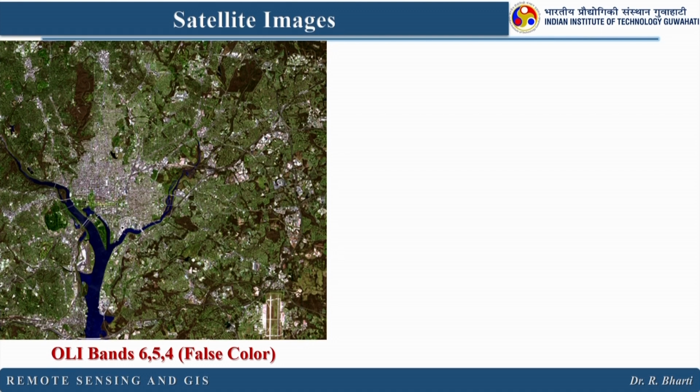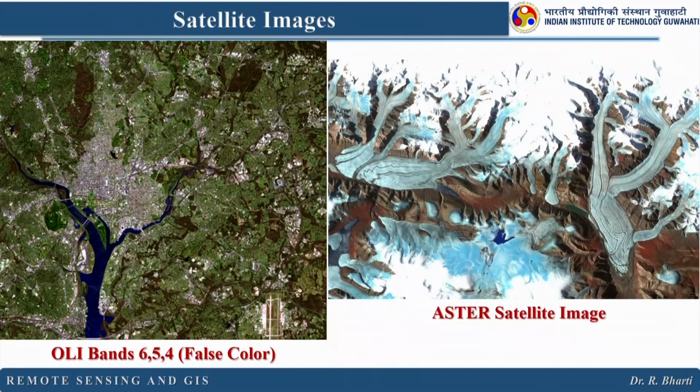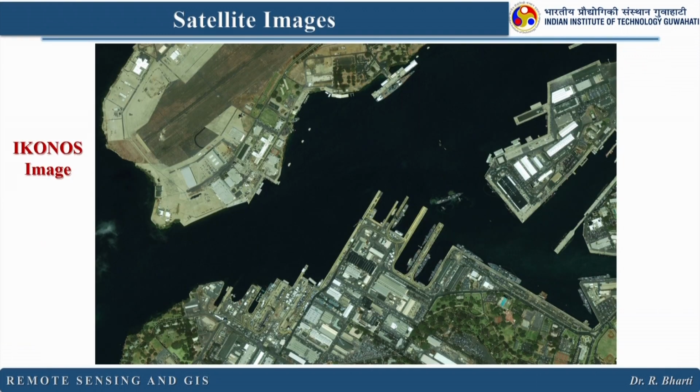Now, these are a few examples of satellite images. You can find these easily on Google. You just simply write the sensor name and sample data, and you can always access all these sample images, right. Here the first one is OLI band, right hand side is an ASTER image where you can see some glaciers, and this is an example from IKONOS data.